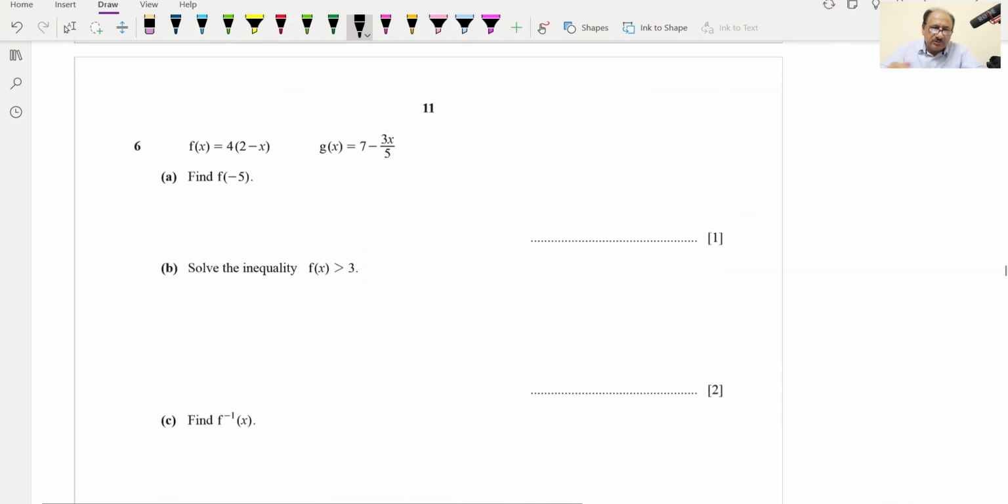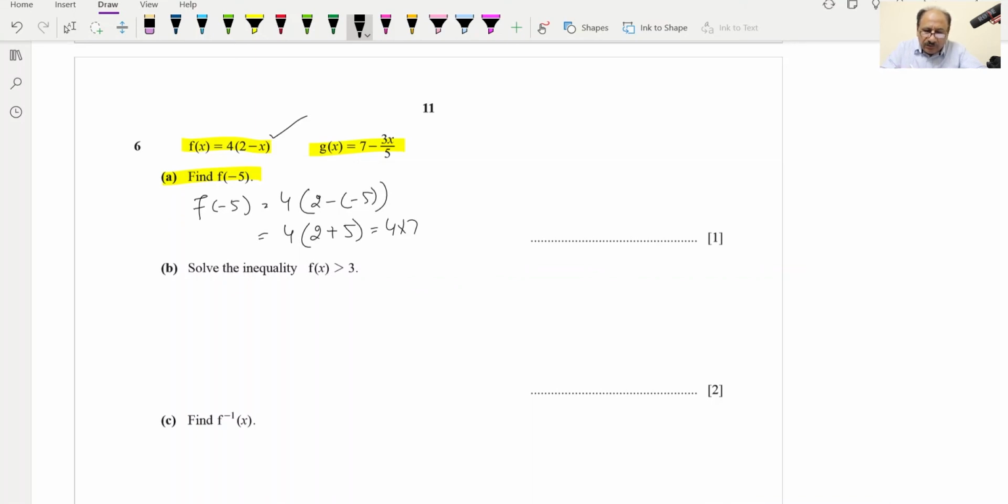Functions, question number 6. f of x is given, g of x is also given. Find f of minus 5. So we will replace x by minus 5. So f of minus 5 will be equal to, we are replacing in this, 4 into 2 minus minus 5. So this will be equal to 4 into 2 plus 5, which is equal to 4 into 7, which will be 28. So the answer is 28 for 1 mark. Solve the inequality, B part.